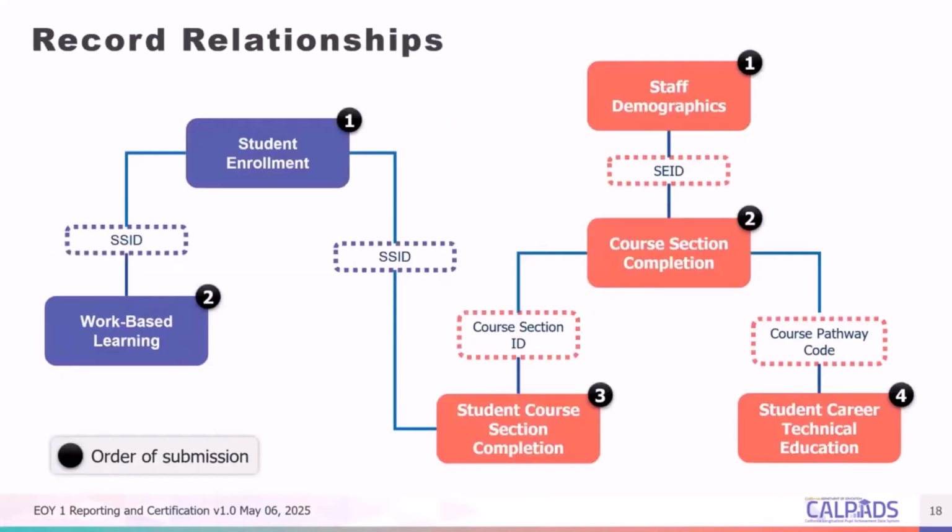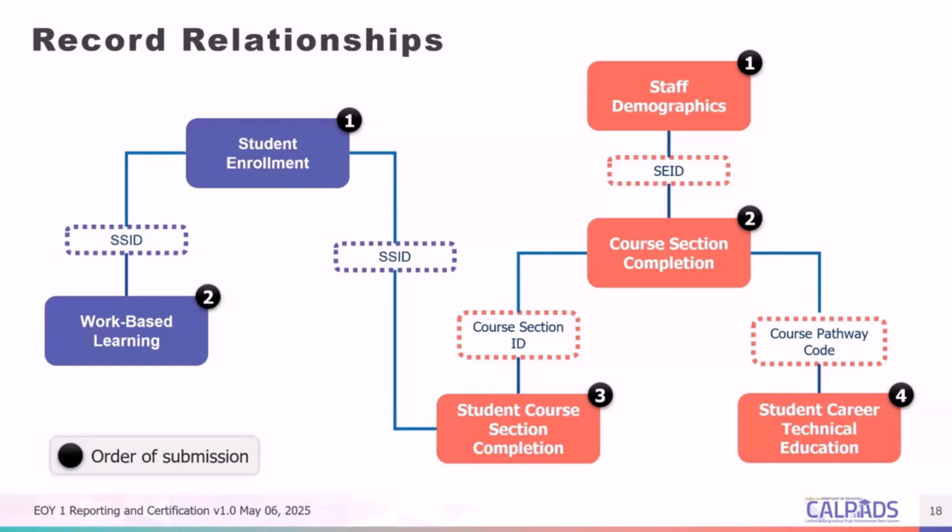And then the record relationships. So you can see they're labeled, right? In purple or indigo, whatever bluish color this is, you have your student enrollment. And we need that for ownership. That will allow us to submit the work-based learning file, right? And the student course section completion file. All right, so the work-based learning and the student course section completion have to be at the school the student attended in the academic year.